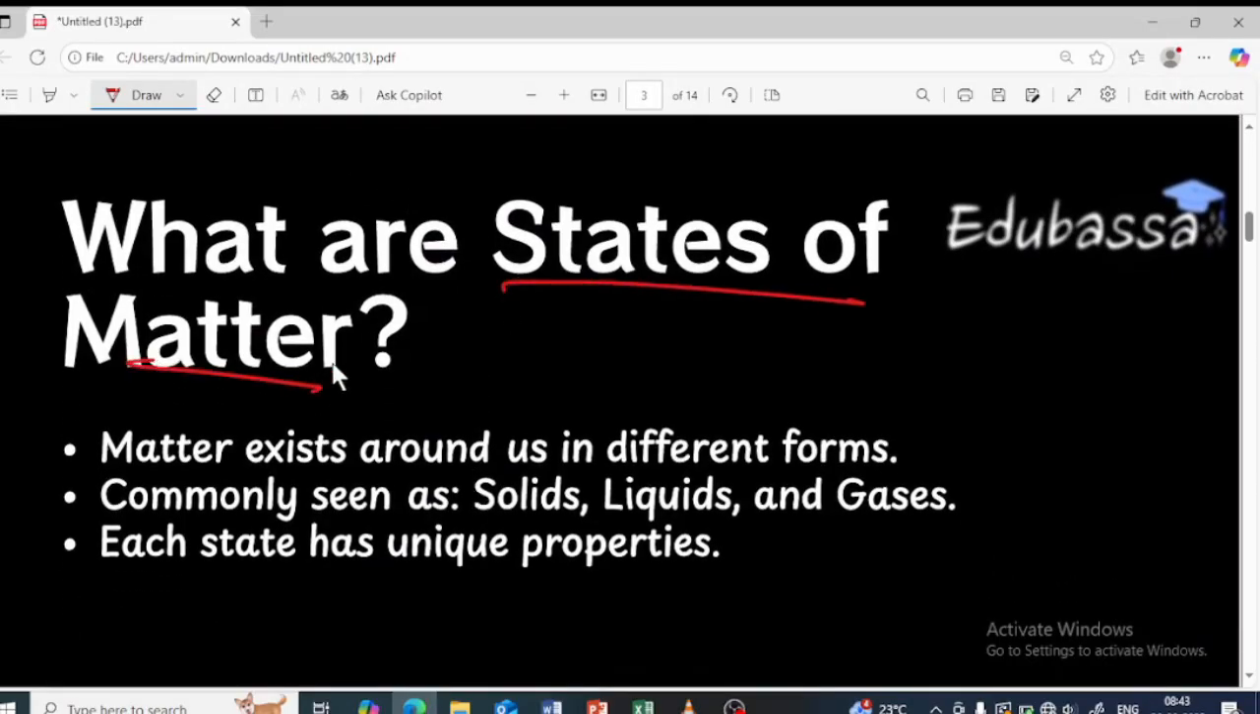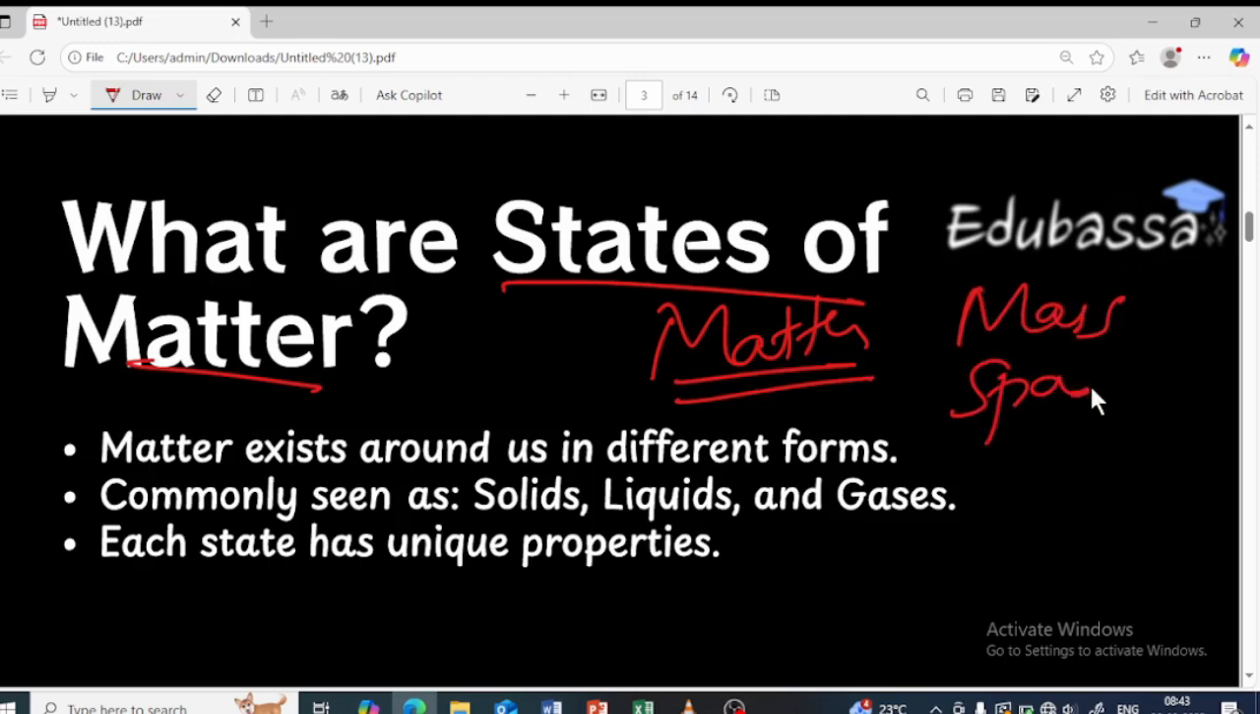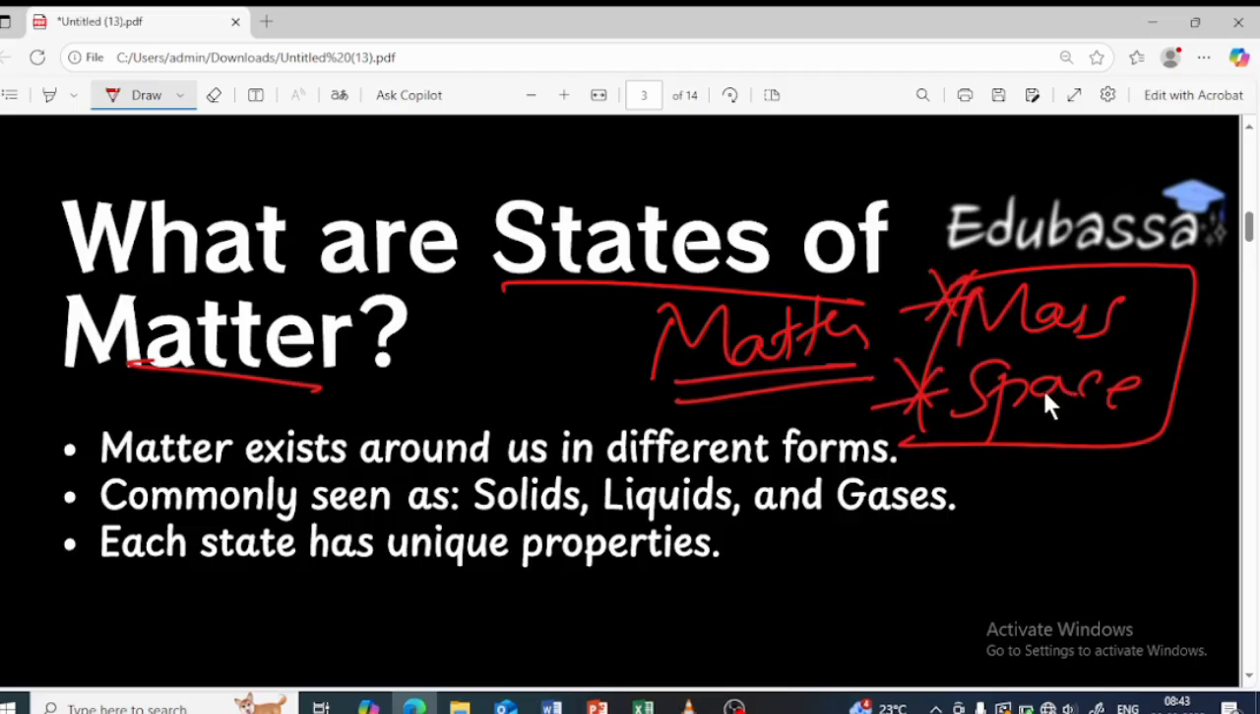What are states of matter? What do you mean by states of matter? Matter you already know, isn't it? What is matter? Anything which has mass and which occupies space is matter, which we already learned in the previous video. So if anything has mass and if it occupies a particular space, then it is said to be a matter.